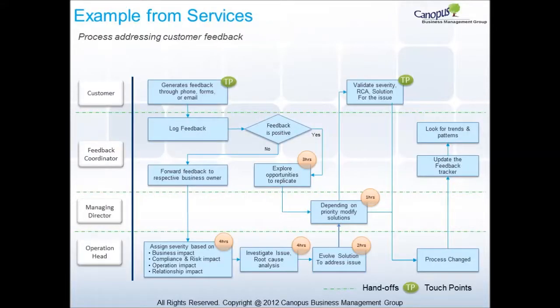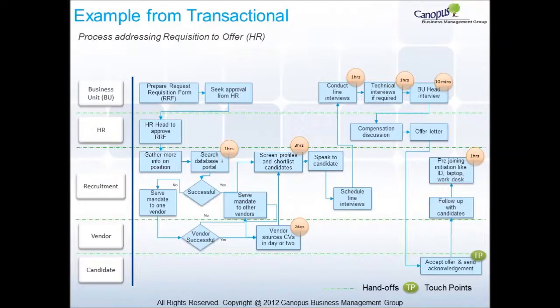This is an example of a cross-functional process map, which addresses customer feedback. This is an example of a cross-functional process map, which involves an HR requisition to offer process.